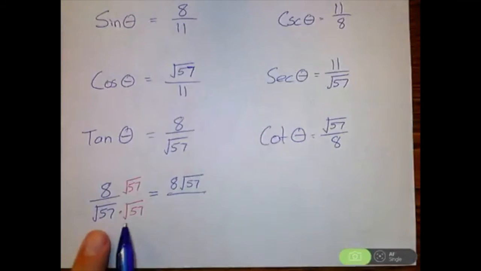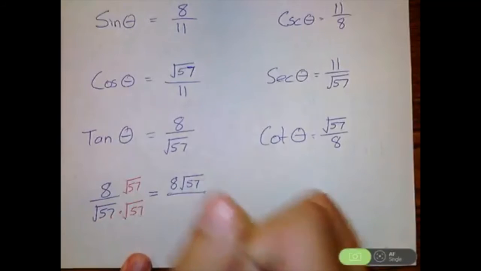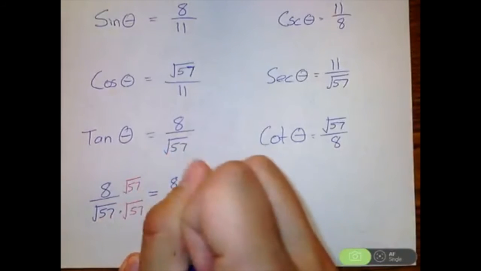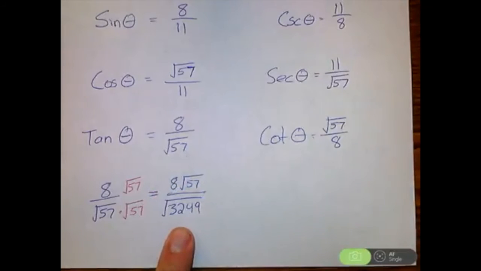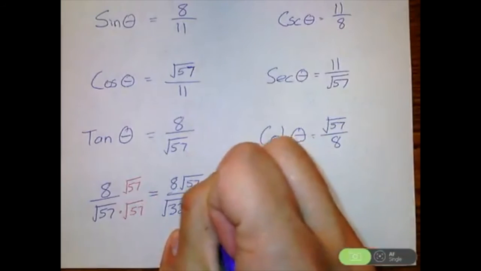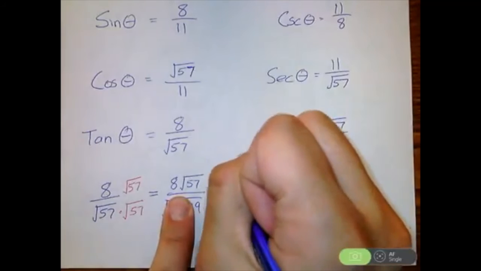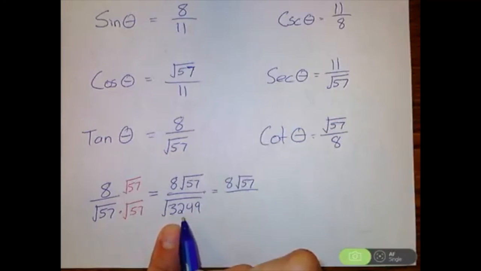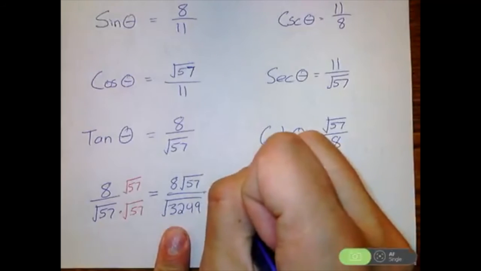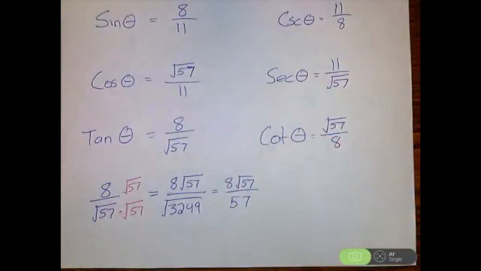But on bottom, I have a square root of 57 and a square root of 57. Both numbers are inside the square root. So you could take 57 times 57, which is going to be 3,249. So really I have the square root of 3,249. But on top, nothing you can do there. You get 8 square root of 57. But on bottom, when you take the square root of 3,249, you get just plain old 57. So this is the mathematics of what's going on here.